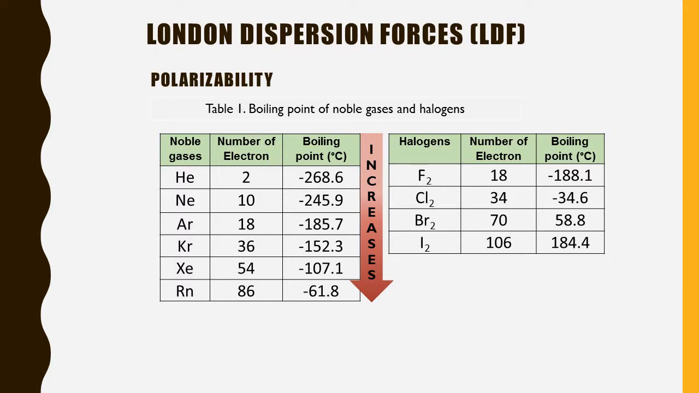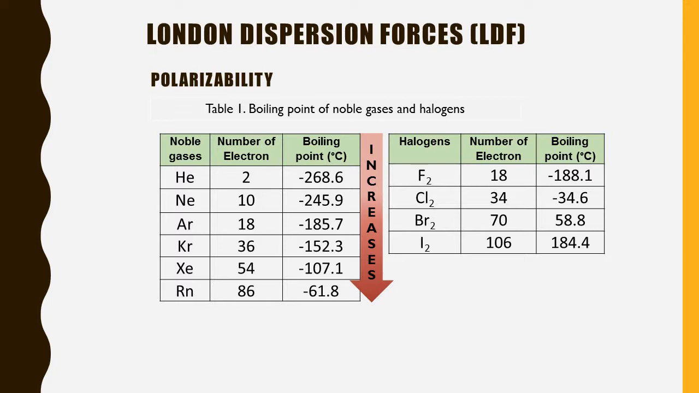The effect of the number of electrons on boiling point can be seen if we compare the boiling point of the noble gases group 18 and the halogens group 17 as shown in table 1. Going down group 18, the noble gases group, the higher the number of electrons, the larger the size of electron clouds surrounding the atom's nucleus. The higher the polarizability of electron cloud, the easier instantaneous or induced dipoles will form. The stronger the London forces, the higher the boiling point of the noble gases.